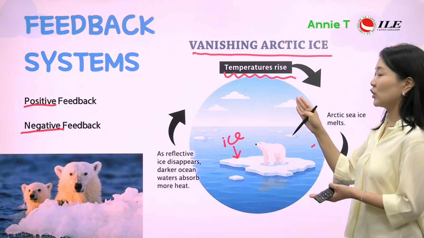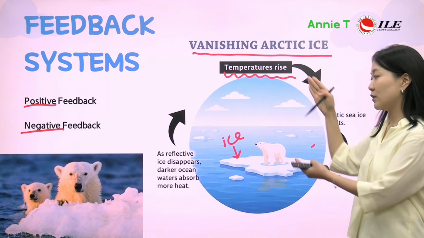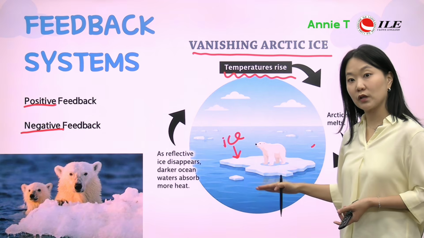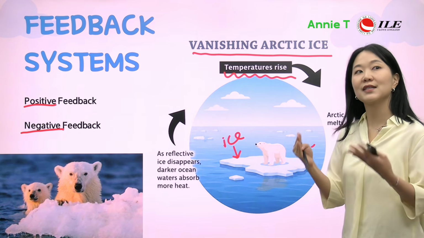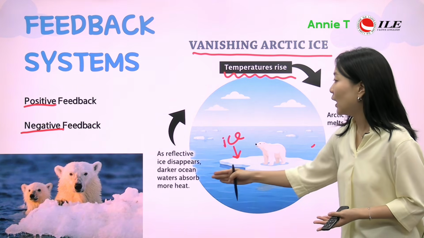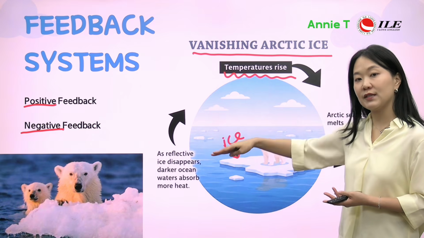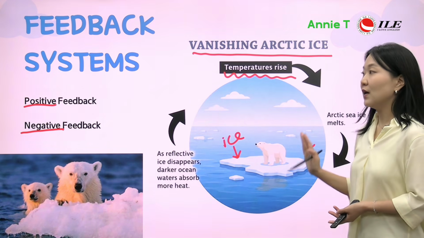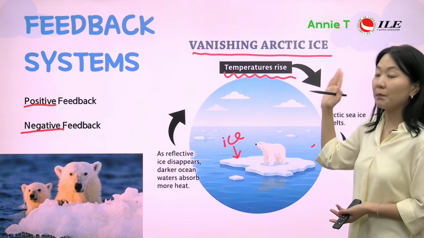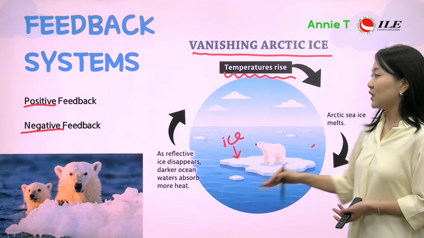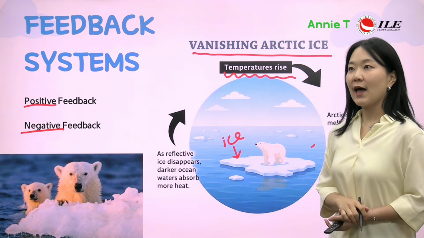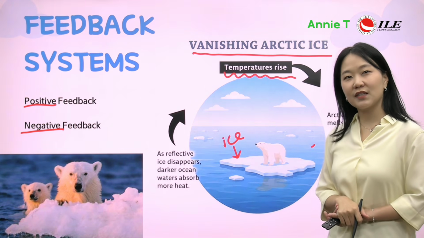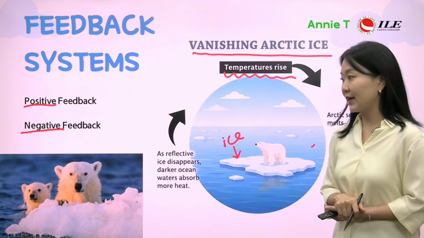So as a result, as you can see, temperatures rise, the ice melts. When the ice melts, the darker parts of the surface are revealed, which actually accelerates or speeds up temperatures, making them rise even higher, and then it goes on in a loop. So we call this a positive feedback because it speeds up the whole process. Although it is positive feedback, it's not necessarily positive for the planet.